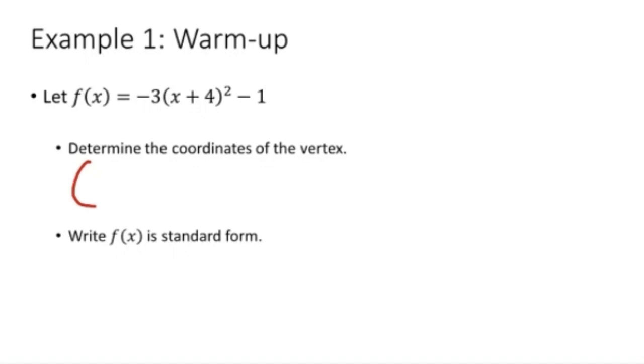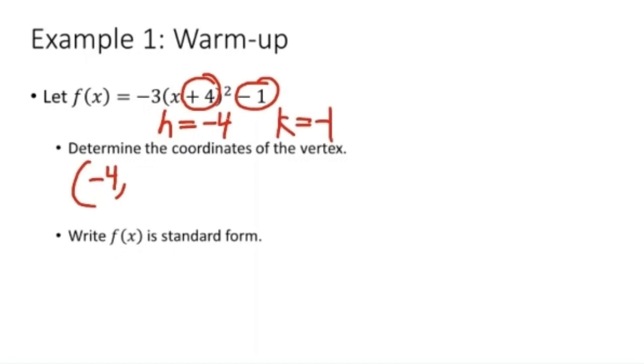For the first component of our vertex, note that we're adding 4 to x inside of the square. This means h in our vertex form is equal to -4, because remember, vertex form has x minus h inside of the square. Since I see +4, that means h should be the opposite sign, which is -4. What I'm adding and subtracting outside of my square tells me the value of k, and since it's plus k outside, we keep the same sign for k. So our vertex is the point (-4, -1).